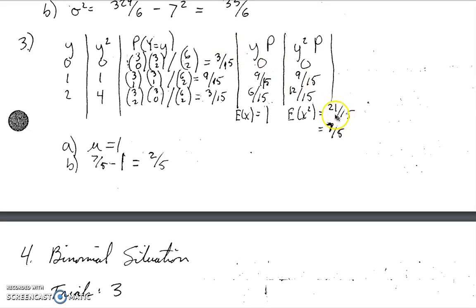And so naturally, the expected value of the square of the variable is going to be larger than the expected value of the variable itself. So hopefully that makes sense. Again, we'll look at that again in problem 7.